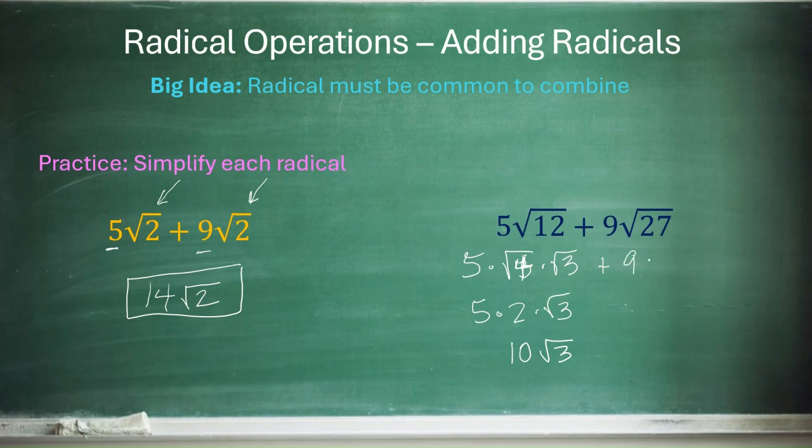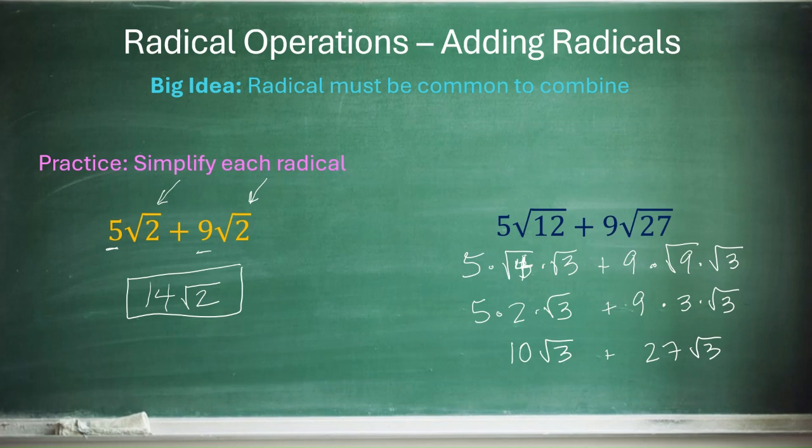So we have 9 times. All right. 27 is easy because there's only 2 factors other than 27 and 1. And that is 9 and 3. So I'm going to say that this is 9 times root 9 times root 3. And as a quick check, root 9 times root 3 is root 27. So that works. So let's go ahead and simplify this. We have 9 times, what's the square root of 9? It is 3 times root 3. So if we simplify this, we get 27 root 3.